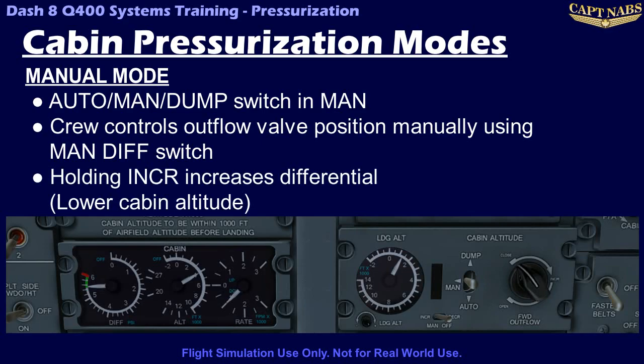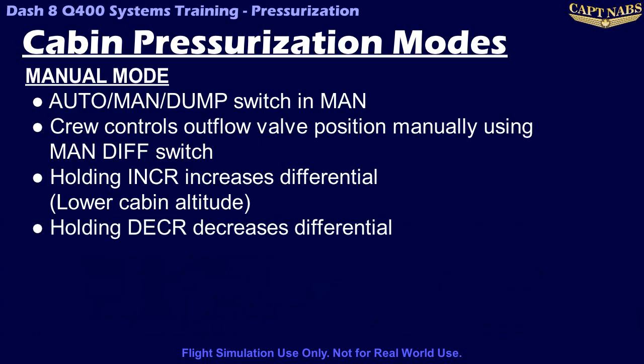Selecting decrease moves the outflow valve towards open, allowing more air to escape the cabin and decreasing the differential between inside and outside. This effectively raises the cabin altitude. Keep in mind that this man-diff switch describes the pressure differential, not the cabin altitude. To raise the cabin altitude, you must decrease the differential between inside and out, and vice versa.